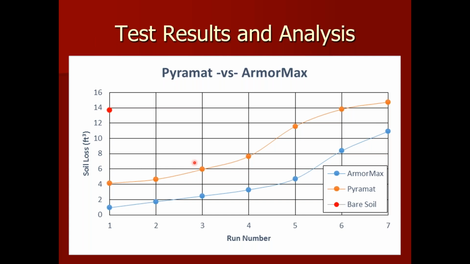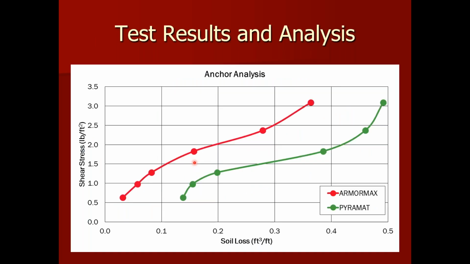So to compare these now, I wanted to know, couldn't we quantify what the effect of the anchor is? So for each run with the ArmorMax system and the Paramat, you can see ArmorMax in blue, Paramat in orange, the soil loss. It was considerably less soil loss for the same flow condition with the anchors and without the anchors. Wanted to then put that back into context of shear stress. And again, we're able to see soil loss on the x-axis and shear stress on the y-axis.